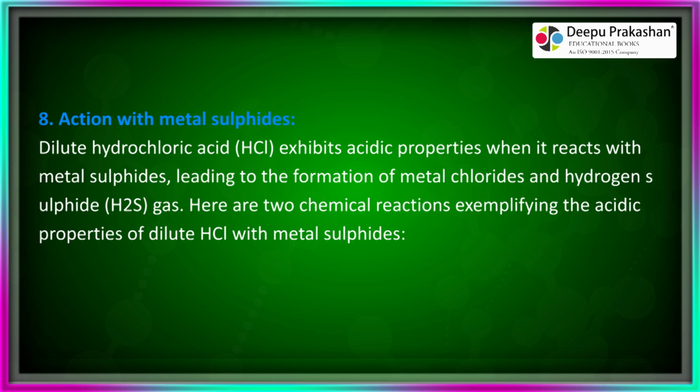8. Action with metal sulfides. Dilute hydrochloric acid, HCl, exhibits acidic properties when it reacts with metal sulfides, leading to the formation of metal chlorides and hydrogen sulfide, H2S, gas. Here are two chemical reactions exemplifying the acidic properties of dilute HCl with metal sulfides.